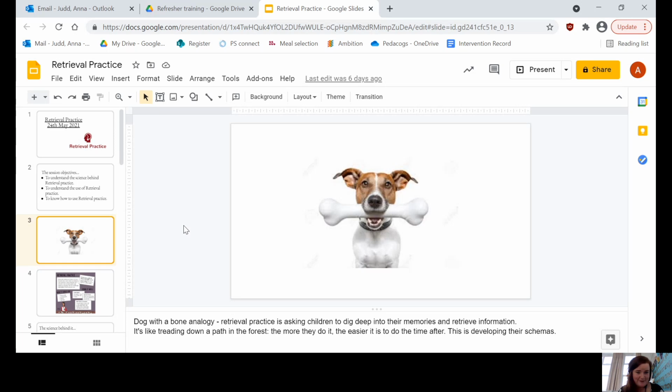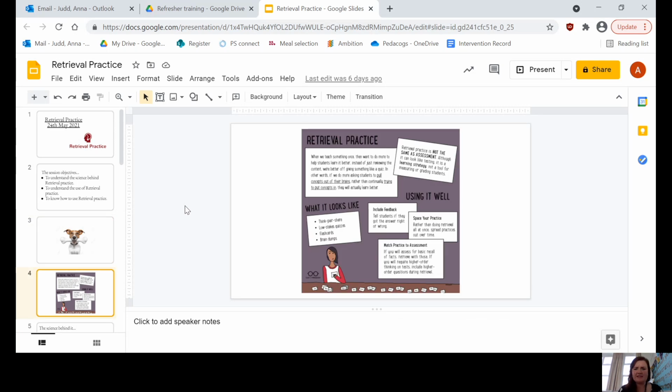And to follow that with another metaphor, it's like treading down a path in a forest. The more they go back and retrieve the information, the easier it is for them to do it time after time. And when we talk about the science of learning, this is called developing a schema. It's like a thought pattern that they become familiar with, and eventually they do it without any trouble at all. And that is when you know they've learned something, when they're able to retrieve that information from their memory with no additional help.